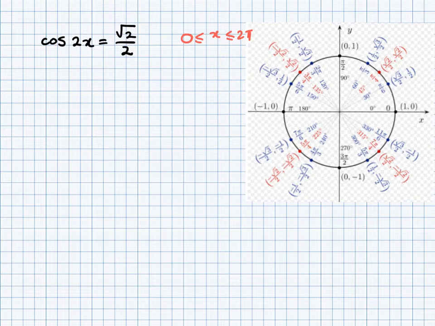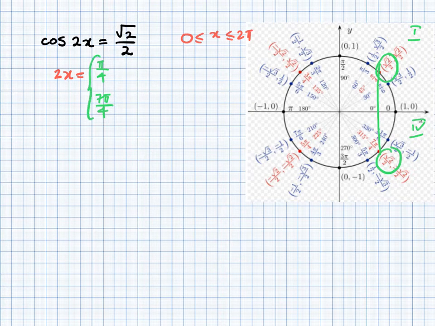So I'm just going to copy down all of it. So I'm going to go 2x is equal to, and now I'm going to use the unit circle. So we're talking about cosine, and cosine is our x coordinate. So we're looking in the first quadrant and the fourth quadrant. So square root of 2 over 2 is here and square root of 2 over 2 is there. So we do have two solutions already. So one is pi over 4 and another one is 7 pi over 4.